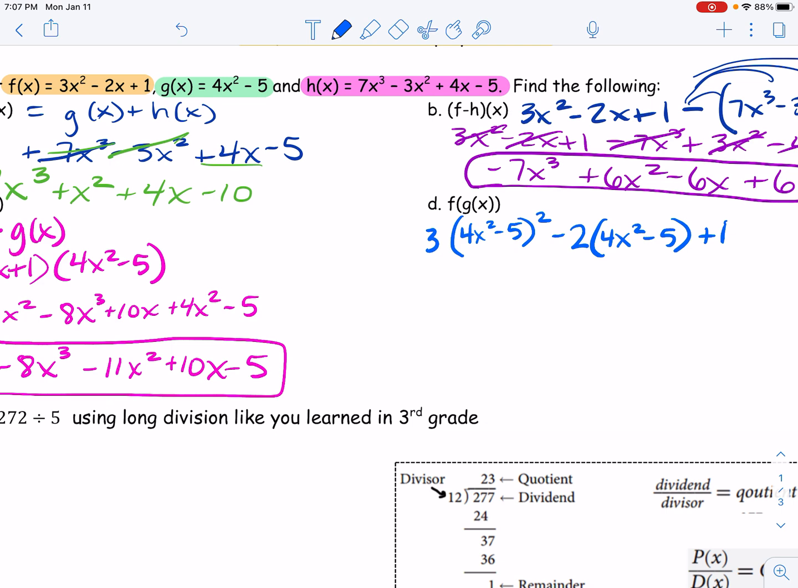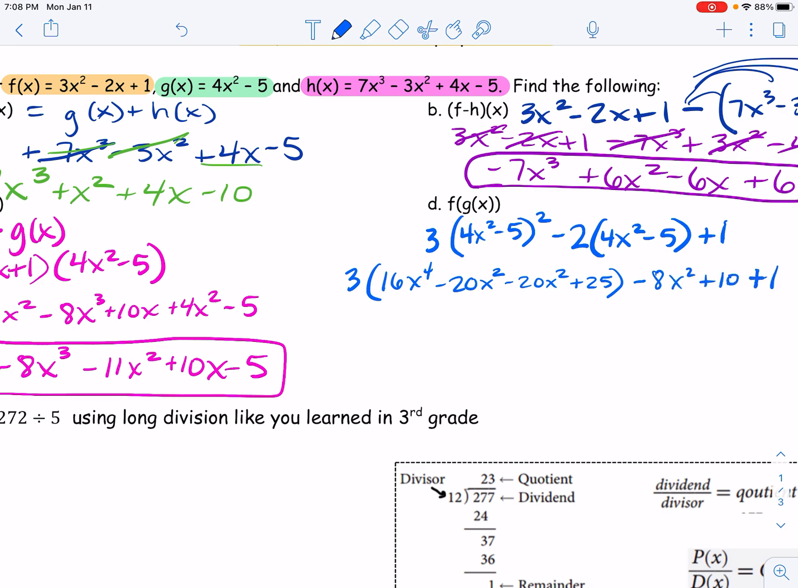So if I rewrite that in FOIL, first times first would be 16x to the 4th. Outer would be a negative 20x squared. Inner would also be a negative 20x squared. And then the last would be a positive 25. And then I'll make this a little bit smaller. If you want to distribute for that next one, you are more than welcome to. Or you can just rewrite it. I might just distribute negative 8x squared plus 10 and then plus a 1.